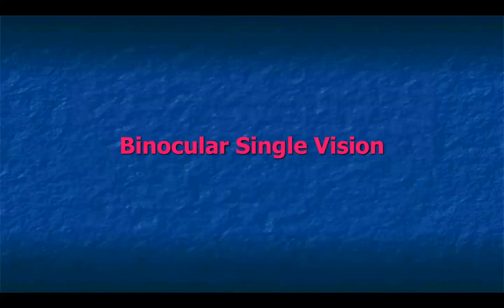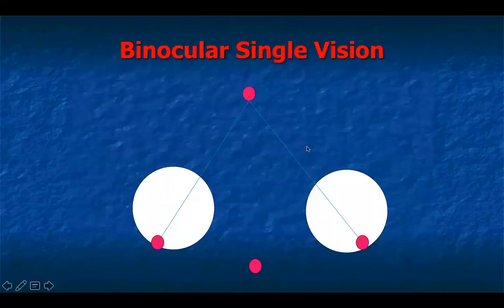Next, we move to binocular single vision. Binocular means both eyes. Single means one image. So seeing one image by both eyes. As seen in this picture, this object falls on the fovea of the right eye and on the fovea of the left eye. So the brain gets an image from the right eye and another from the left eye. The brain overlaps both images into one single image. So we don't see double vision, we just see one object or single vision using both eyes, or binocular single vision.